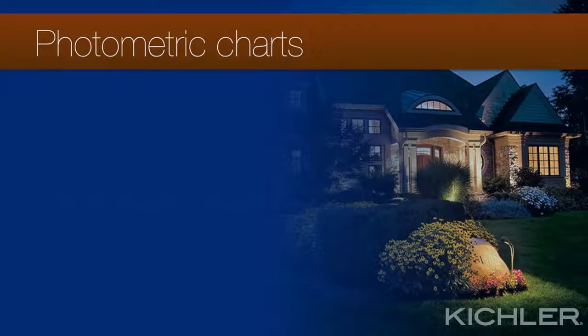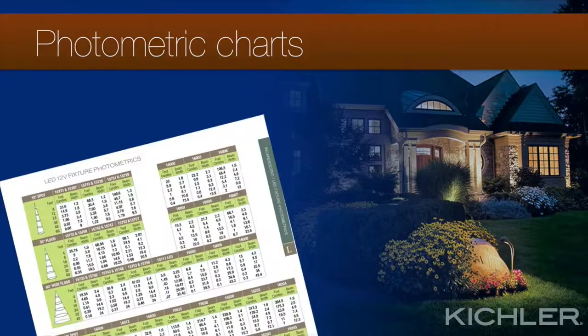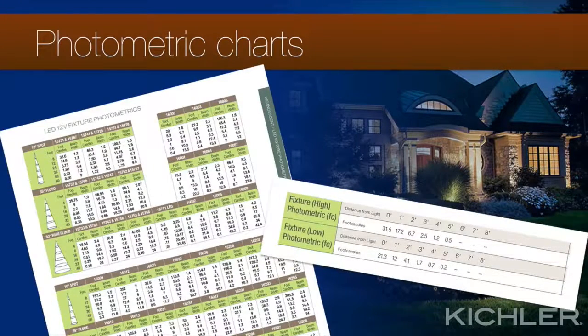But when it comes to specifying product on the design and ordering the fixtures, how do you find the right light for the job? The answer is that you'll need to read the photometric chart for the fixture and use this data to ensure that your fixture produces the right amount of light for the situation. To do so requires a basic understanding of how light works.